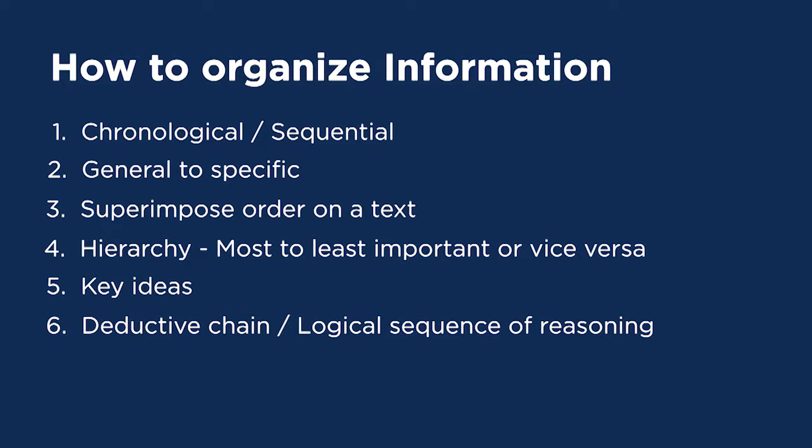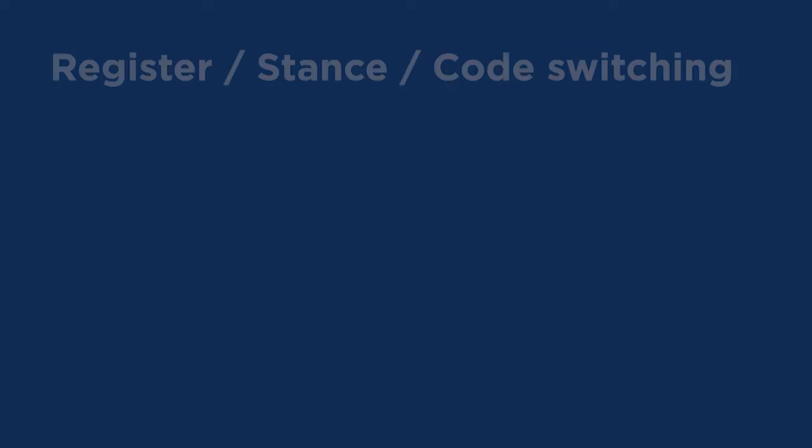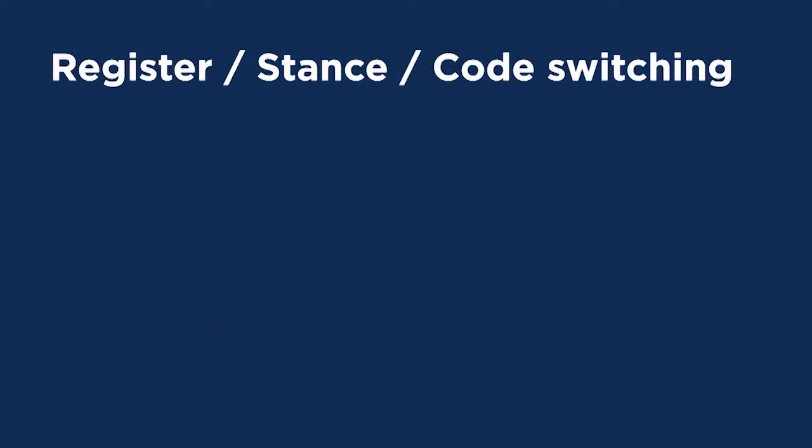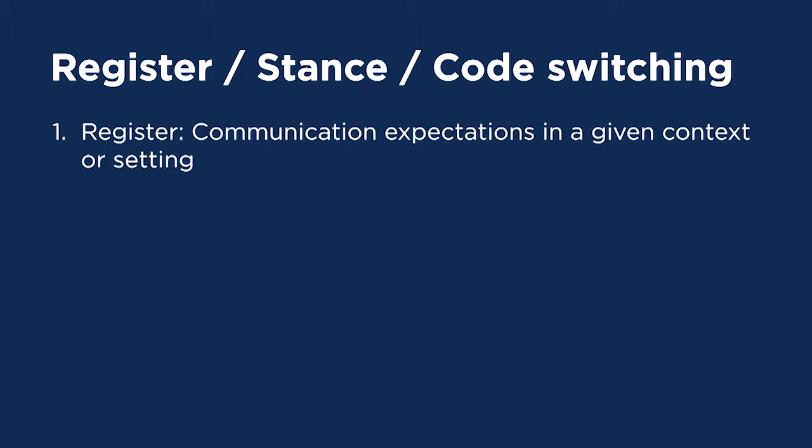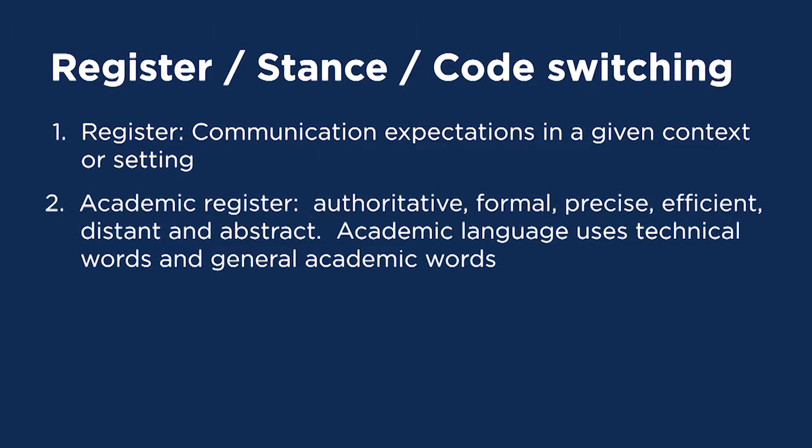It's a very effective thing to do in your speaking or in your writing, because it clearly demonstrates an if-then situation. Now, the last element of academic language I'm going to talk about today is register, stance and code switching, and I'm going to kind of mush them together because they're easier to discern that way. Register is communication expectations in a given context or a setting. An academic register is authoritative.